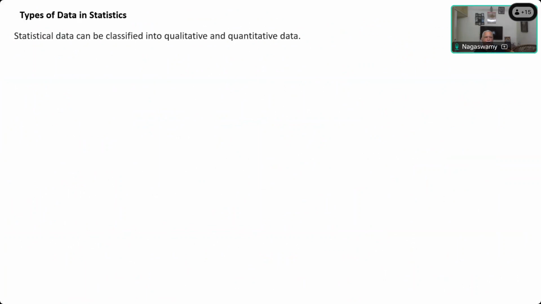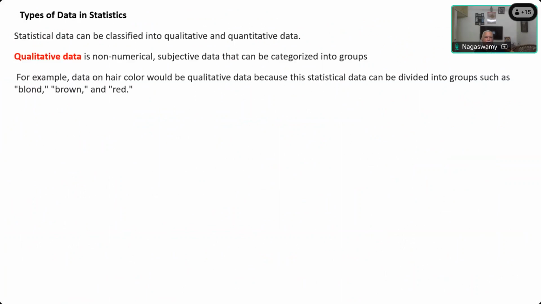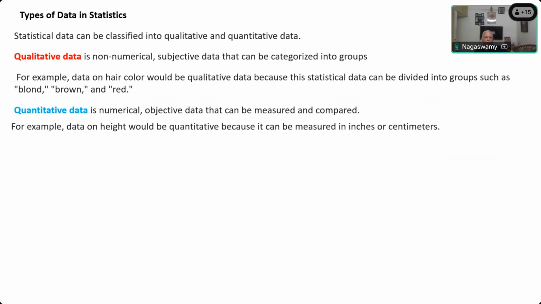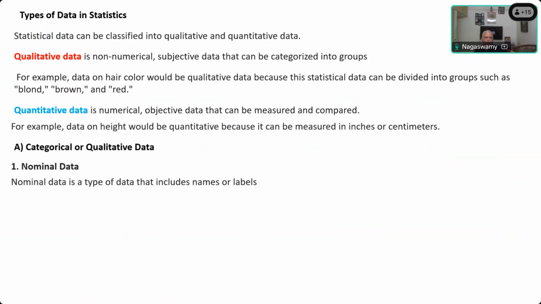Now, types of data and statistics, again, I told you qualitative and quantitative. Qualitative is non-numerical. There is no number in that and it is categorized, like the example of hair color, other characteristics. And quantitative data is numerical, objective data that can be measured and compared. It can be the height or weight, as I told earlier, and it can be subdivided into nominal data, the data which includes names and labels. Examples of nominal data include nationality, religion, etc.